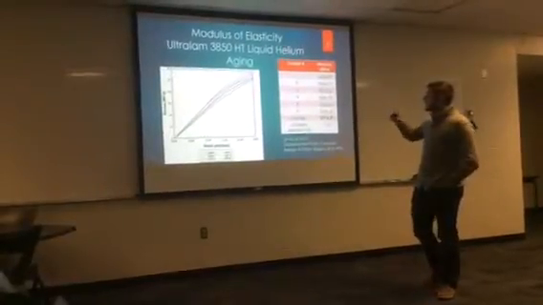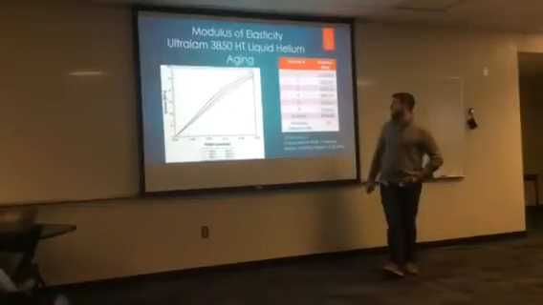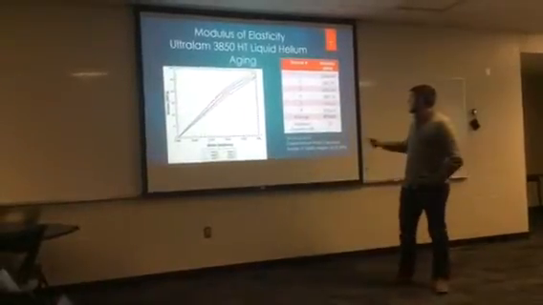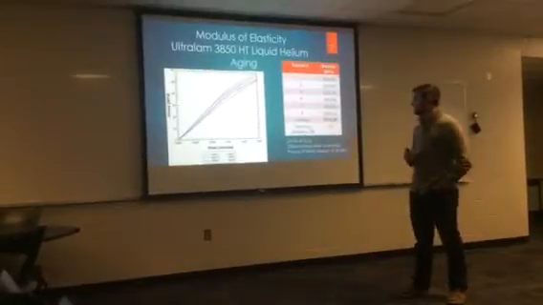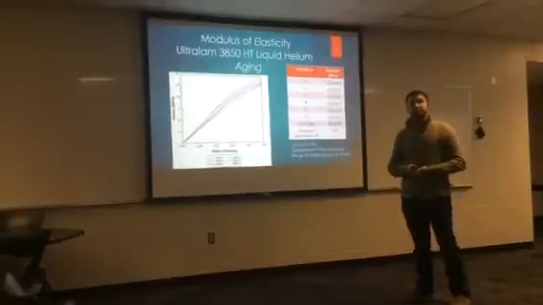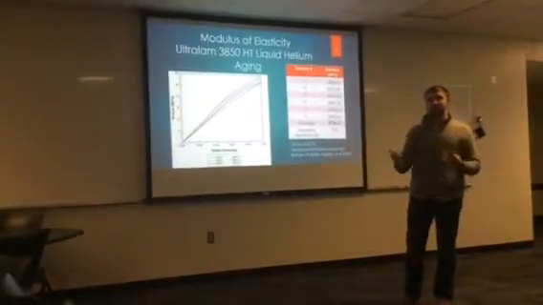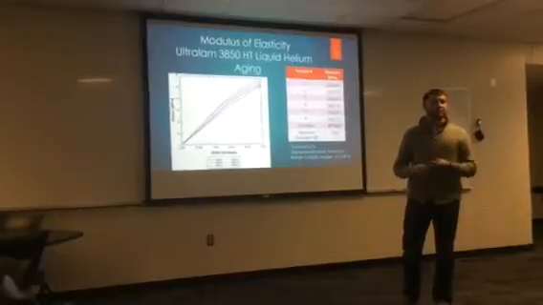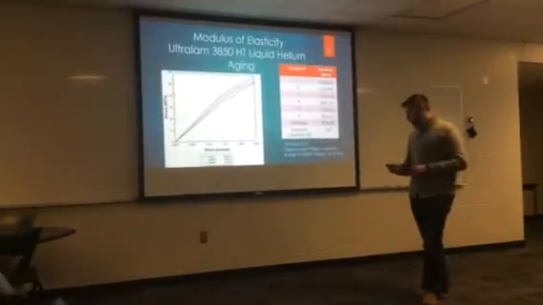Now my aged data had an average of 2,716 megapascals with a standard deviation of 7.84%. So it's a much smaller standard deviation. These samples were each aged for 24 hours in liquid helium, which is at 4.2 Kelvin. And to give you a bearing of how cold that is, 0 Kelvin is impossible to achieve. So 4 Kelvin is really, really low down there.